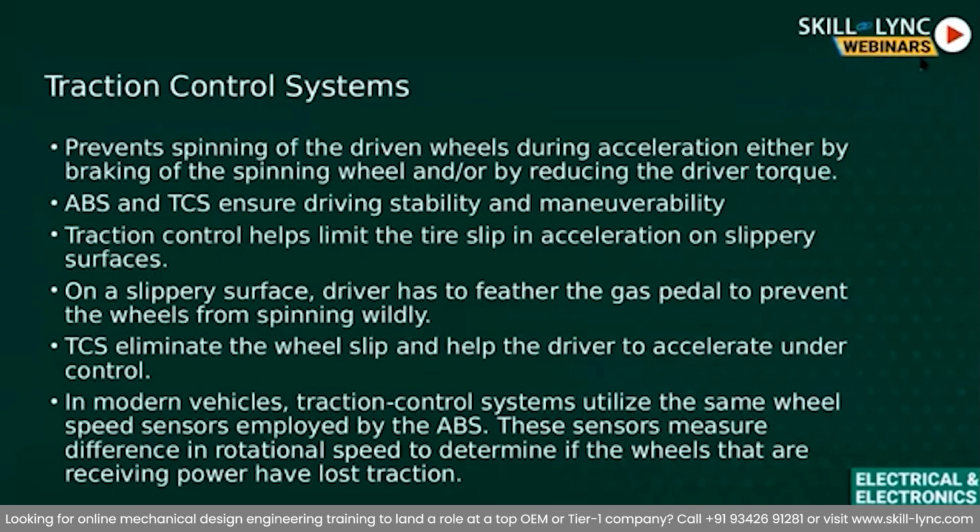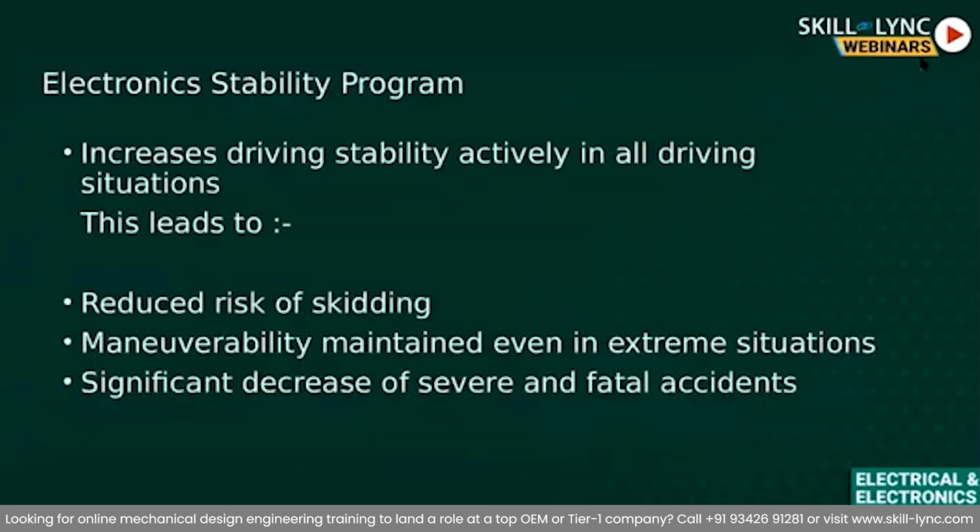Before moving on to the next topic, it's important for us to understand how TCS and ABS are different. The major difference between an anti-lock braking system and a traction control system is that while ABS stops the wheel from spinning while braking, TCS stops the wheel from spinning while the vehicle is accelerating. A TCS for this reason is also called an anti-slip regulation. So let's move on to the last active safety system that we are going to discuss in our webinar. The last active safety system is Electronic Stability Program.